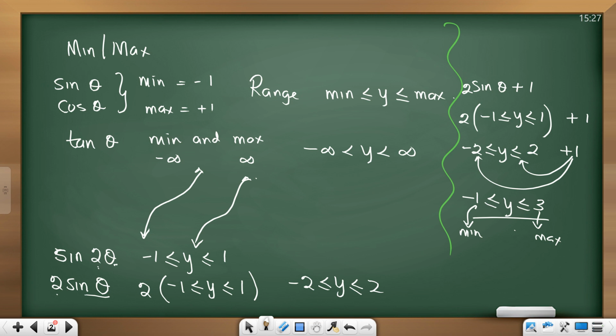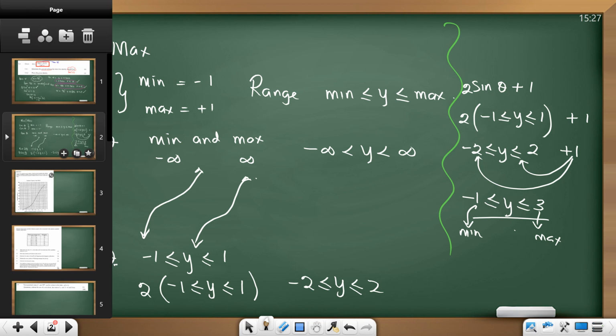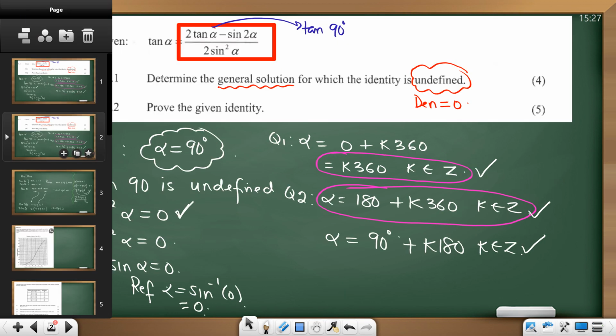That other question required us to prove an identity. I don't know if you were able to prove that identity. Okay, let's see. Which one?